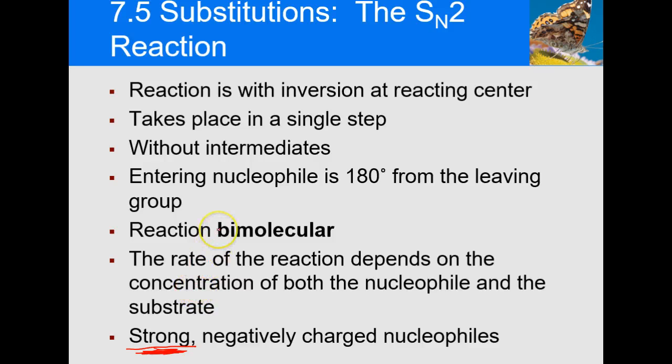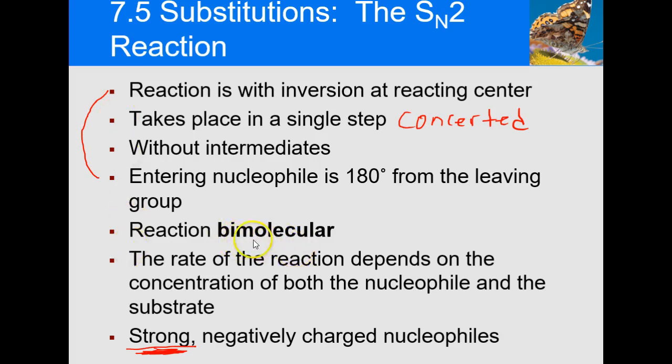The other thing about the mechanism is that the reaction is with inversion at the reacting center. We will talk about this. This is just kind of a cheat sheet of everything on there. It takes place in a single step, so it's what's called a concerted mechanism. It happens all at once. There are no intermediates. The entering nucleophile is 180 degrees from the leaving group. These kind of tie together. We will talk about it once we get to it, and then we will go back to a slide like this and review. It's a bimolecular reaction.